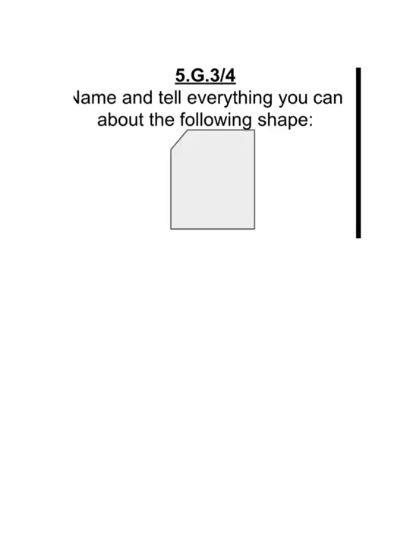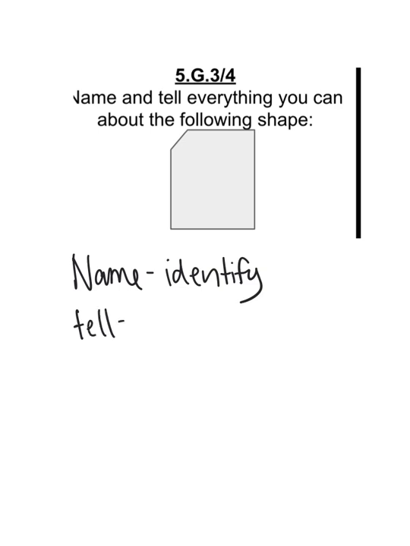All right. Name and tell. Name, of course, that means identify. And tell, we know that means describe. Okay, so let's see, how many sides does this shape have? 1 side, 2, 3, 4, 5. What do we call a shape with 5 straight sides? We call it a pentagon.